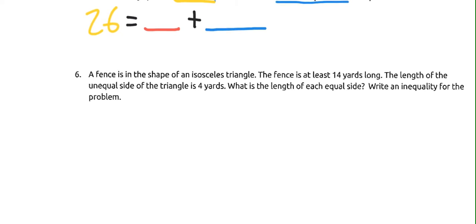A fence is in the shape of an isosceles triangle. The fence is at least 14 yards long. The length of the unequal side of the triangle is 4 yards. What is the length of each equal side? Write an inequality for this problem.